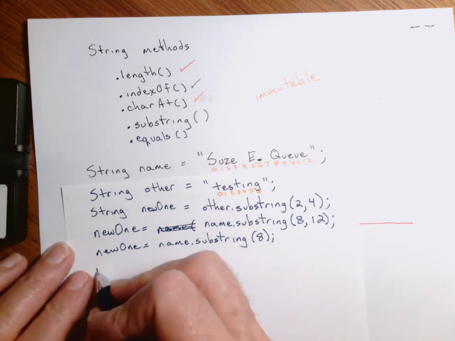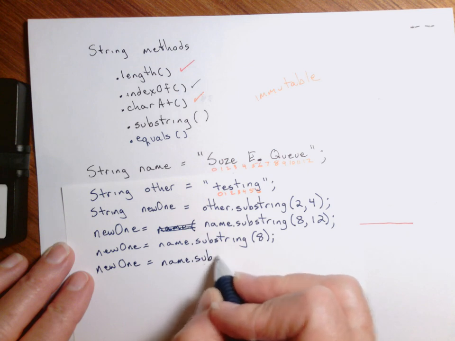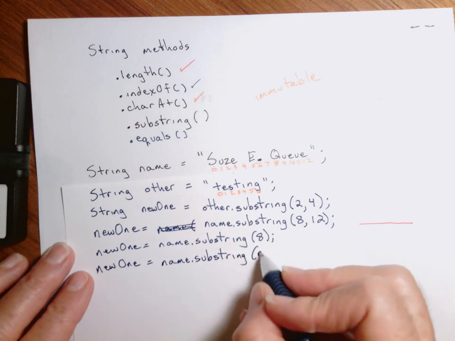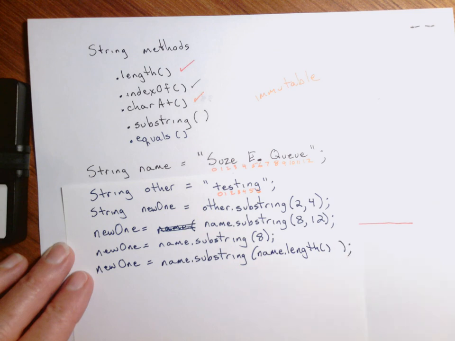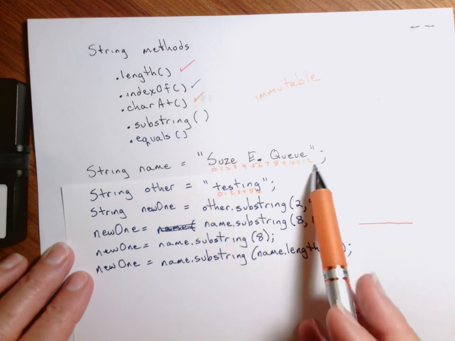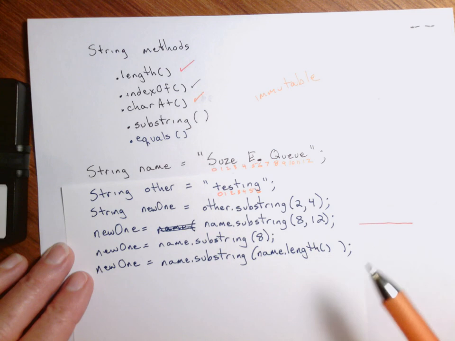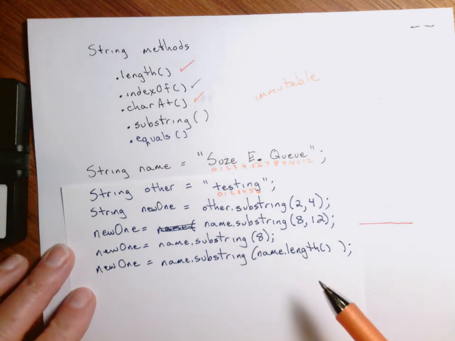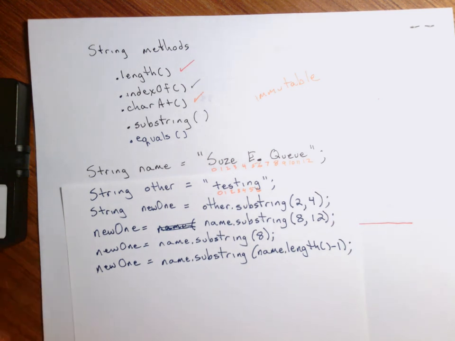Let's try one more. Let's say newOne is equal to name.substring, and let's say we put in there name.length. Now you might assume that this will grab you the last character in the string, the E, but it doesn't. Because name.length contains the number of characters that are there, and in Susie Q we have 13 characters. So if you're calling substring with an index that's beyond the end of the string, you do get a string index out of bounds error, and that's an exception. Your program will have a runtime error, and it will no longer continue to operate. If you want to get the last character, you have to say the name of the string dot length minus one, and that will get us that last character. The E will now be stored in newOne. I hope you found this video helpful.